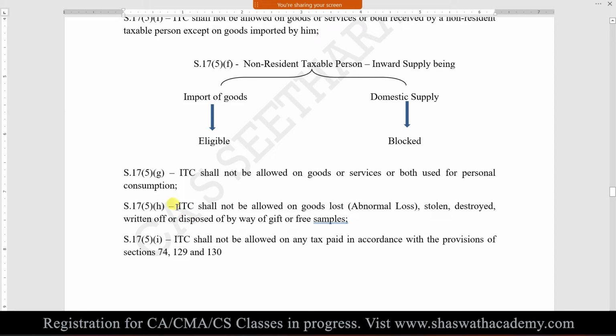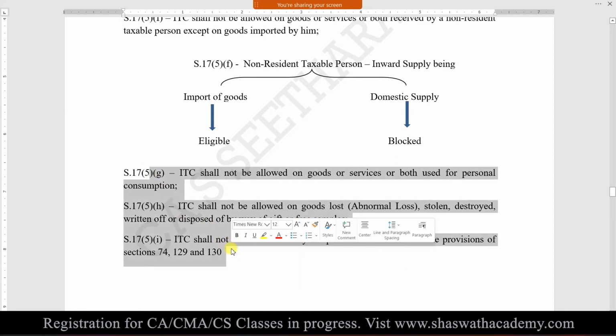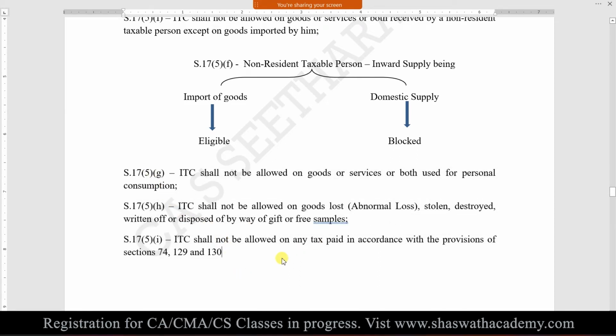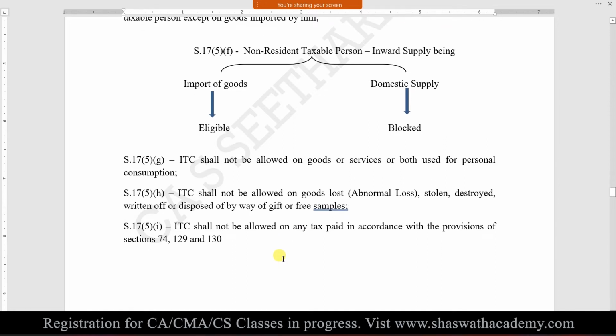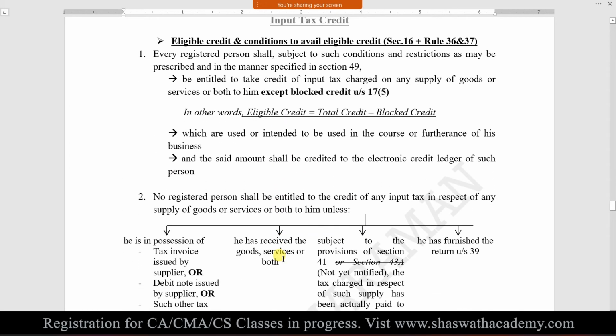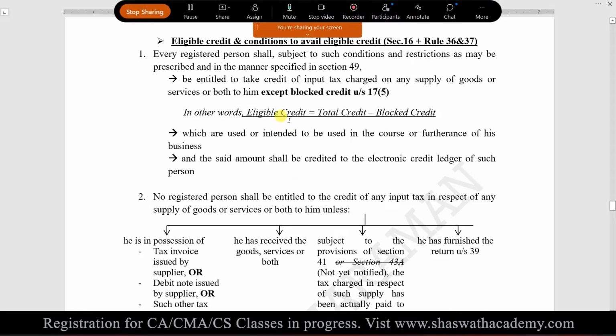So that's the end of this beautiful discussion called blocked credit. My dear brothers and sisters, a very important thread is over, and the next one we will be entering is the eligible conditions for credit. Before that, tell me, my dear, are you all comfortable with blocked credit? On a quick revision, similarly we are going to take you through the eligibility criteria.